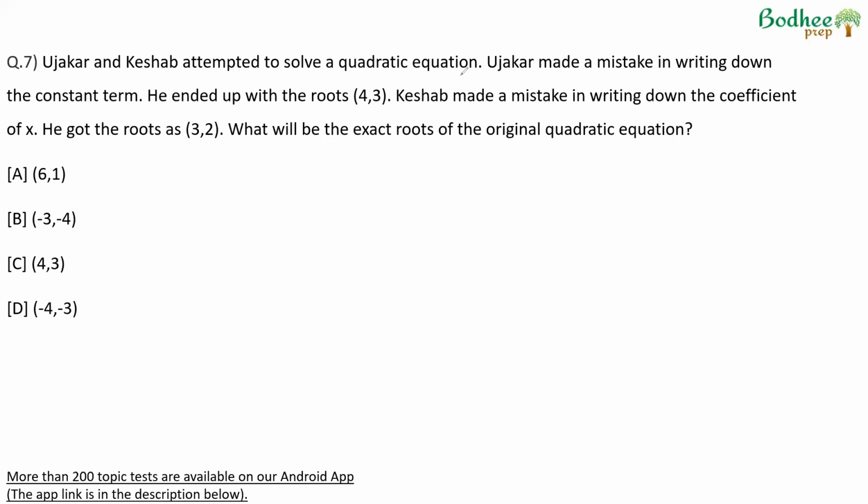Ujagar and Keshav attempted to solve the quadratic equation. Ujagar made a mistake in writing down the constant term. Therefore, Ujagar got the coefficient of x correct. He ended up with roots as 4 and 3. So the sum of roots has to be 4 plus 3, which is 7.